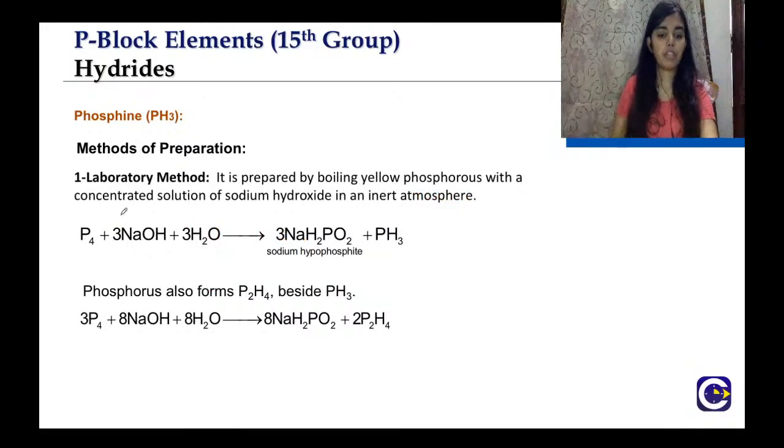Methods of preparation, if you see, what is the laboratory method? If you take boiling yellow phosphorus, which is also known as white phosphorus basically, which turns yellow, we have done in the previous session why white phosphorus is also known as yellow phosphorus, because the freshly prepared phosphorus is white in nature, but after some time it turns yellow, right, when some impurities are added basically. So when white phosphorus or yellow phosphorus is treated with sodium hydroxide in the presence of water, you will get sodium hypophosphite plus phosphine.